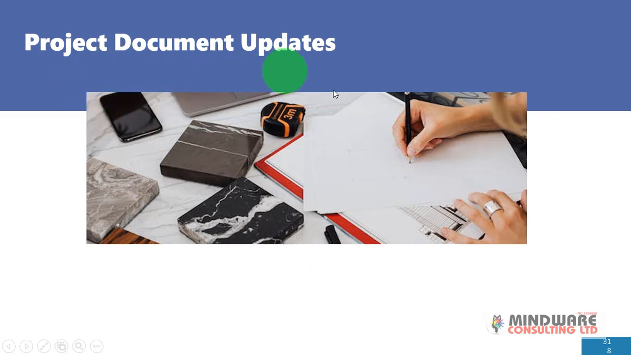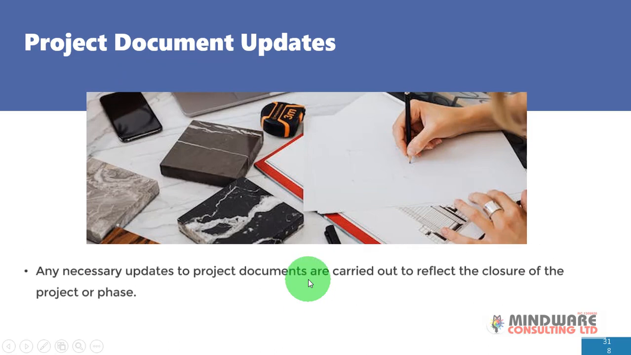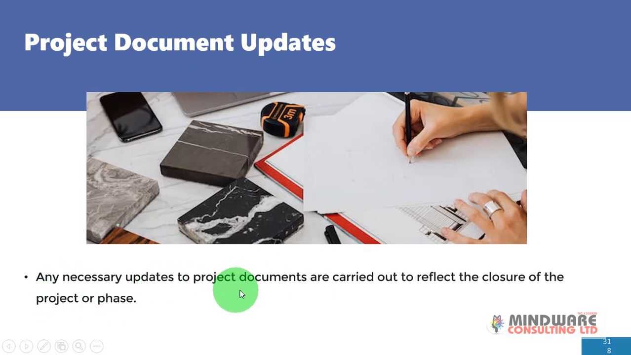Also you have the project document updates. Now, any necessary updates to project documents are carried out to reflect the closure of the project or phase. Okay, now you may be wondering, what's the difference between organizational process assets update and project document updates? So the project document updates are particularly related to this current project. Okay, the current project that you just concluded.